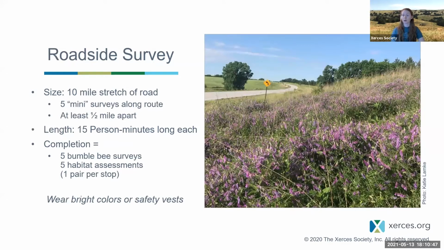You can also do roadside surveys. To do this, you look in your grid cell and you're going to select a stretch of road that's 10 miles long. Then along that 10-mile stretch of road, you're going to conduct 5 surveys. Each one of these surveys is going to be 15 minutes long. And again, this is person minutes.